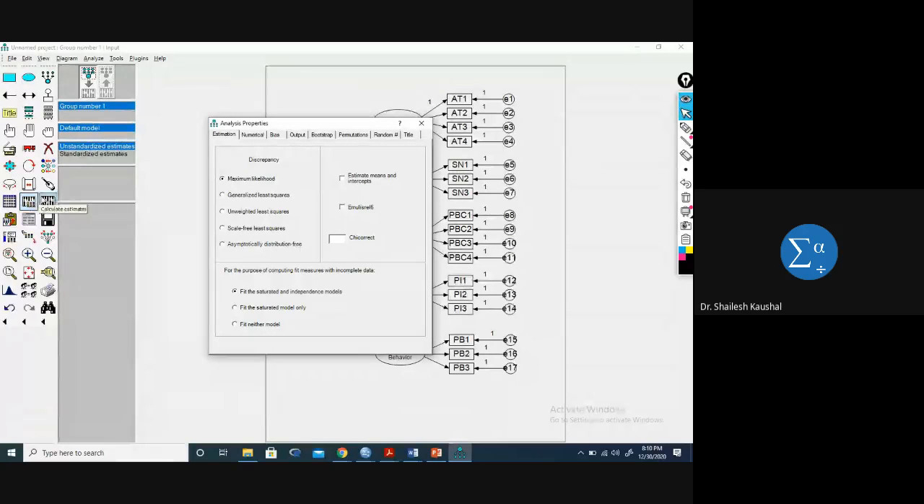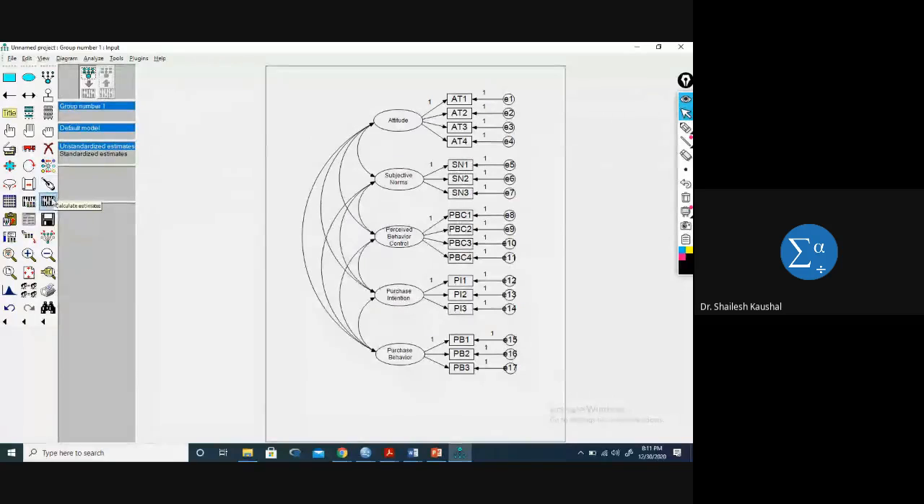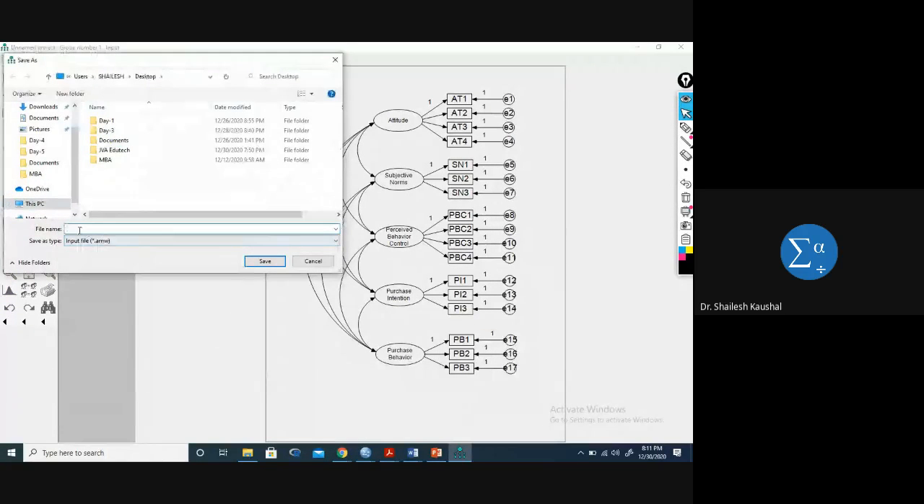After opening it, I am taking output, and then standardized estimates and indirect, direct, total effect. Okay, nothing else to do, only indirect, direct and then standardized estimates, and come out from here. And then here calculate estimates. So I calculated the estimate here, my model ran.